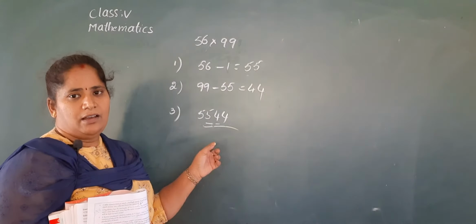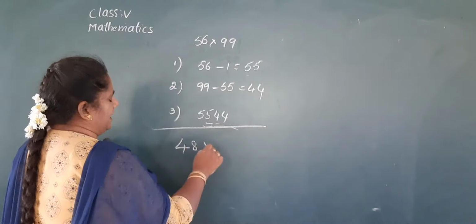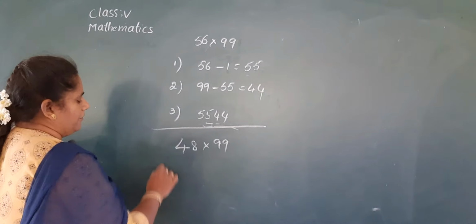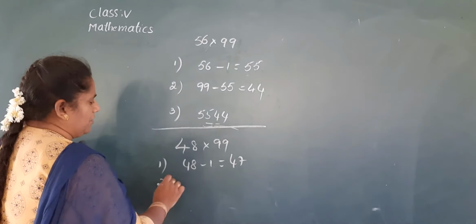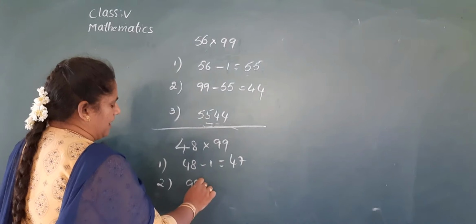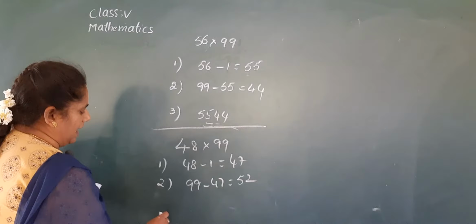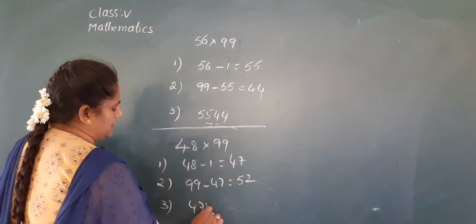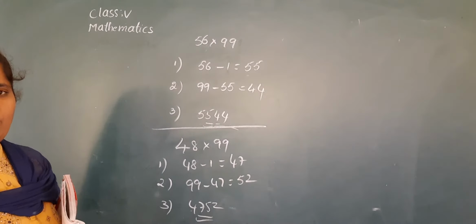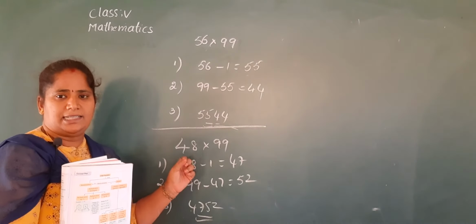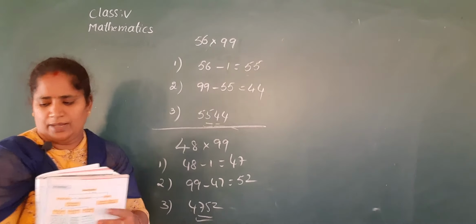Very, very easy. Let us take one more number also. 48 into 99. First you subtract 1 from 48, which is 47. Then you subtract 47 from 99, so it becomes 52. Therefore the answer is 4752. My dear children, practice these problems, and this will come in the objective test also.